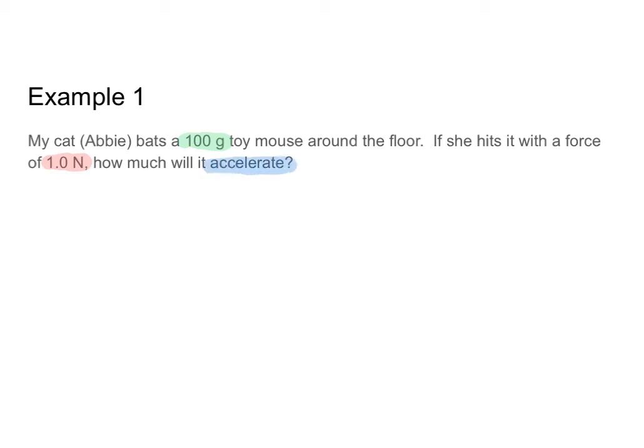My givens here are my mass, which is 100 grams. Now notice we're in grams and not kilograms. I need to turn this into kilograms. To do that, I know that there is 1 kilogram per 1,000 grams, so I'm going to divide by 1,000, giving me that my mass is 0.1 kilograms. So again, key note here, your mass needs to be in kilograms.